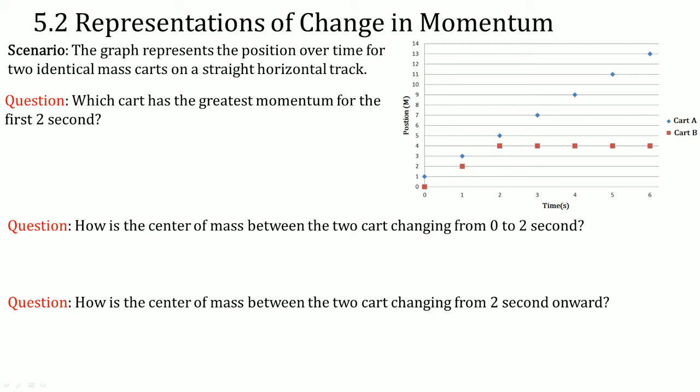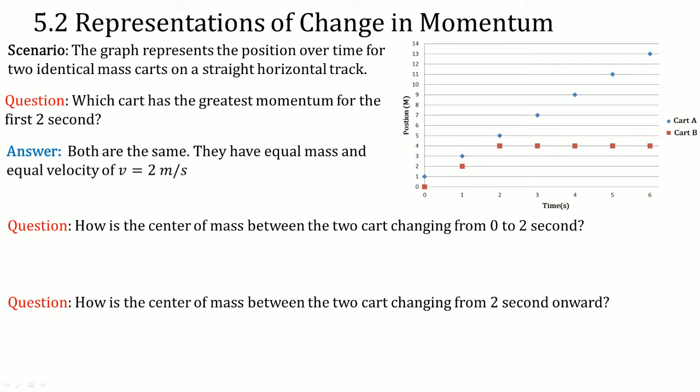Scenario. The graph represents the position over time for two identical mass carts on a straight horizontal track. Question. Which cart has the greatest momentum for the first 2 seconds? Please look at the graph.